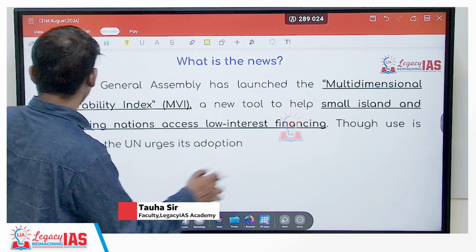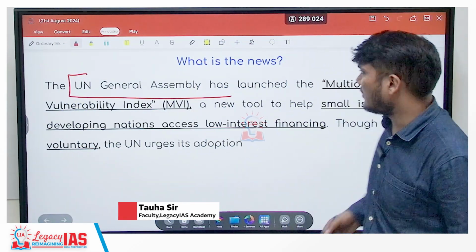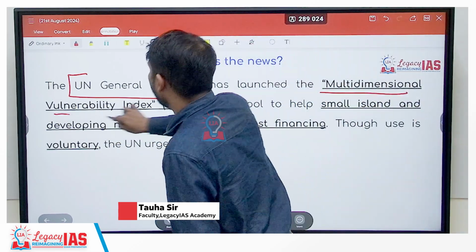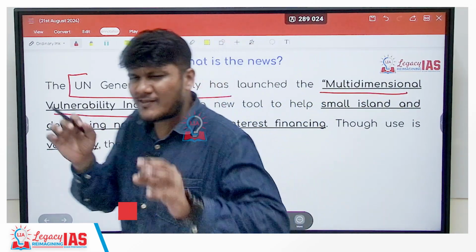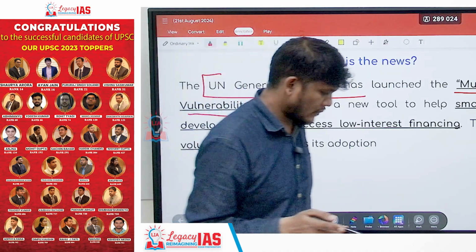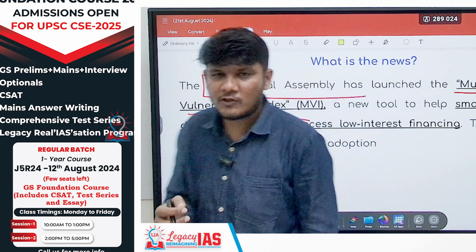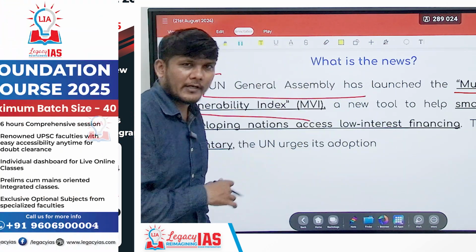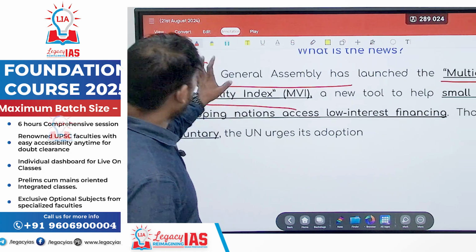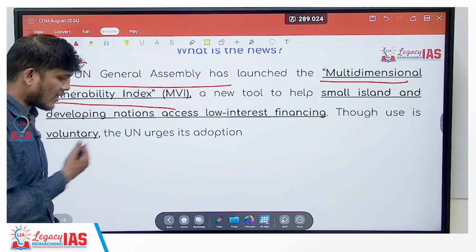The news is basically that the United Nations General Assembly, UNGA, has launched the Multidimensional Vulnerability Index. Now it is on the lines of the Multidimensional Poverty Index. In fact, you will find it similar. There might be a couple of changes, for example, bank account is mentioned over here, but it's a similar thing. So the UN General Assembly has launched the Multidimensional Vulnerability Index.